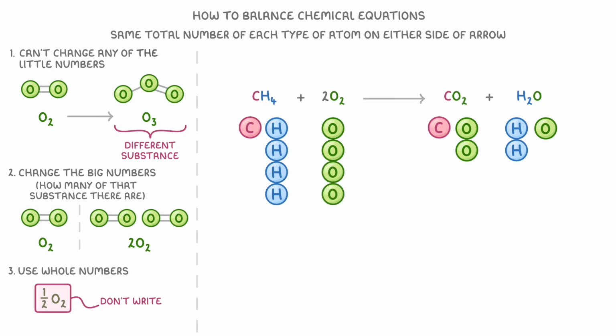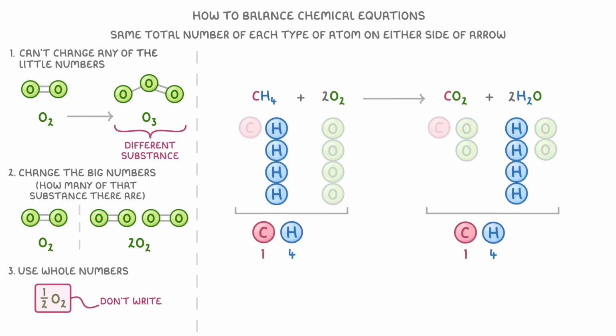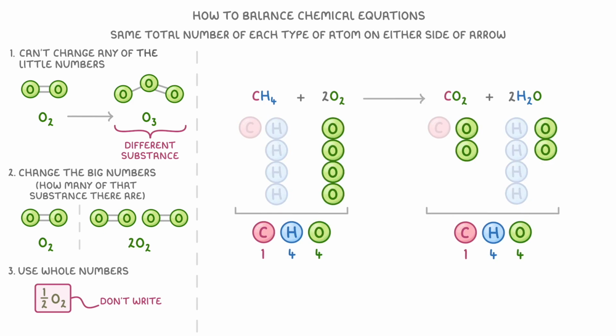At this point then, we've got 4 on the left and 3 on the right. So we need just 1 more oxygen atom on the right-hand side. Let's try adding a 2 in front of the H2O, which gives us that extra oxygen atom, but also 2 more hydrogen atoms as well. Luckily for us, we now have the same number of each type of atom on both sides of the arrow. 1 carbon, 4 hydrogens, and 4 oxygens. And so our equation is balanced.